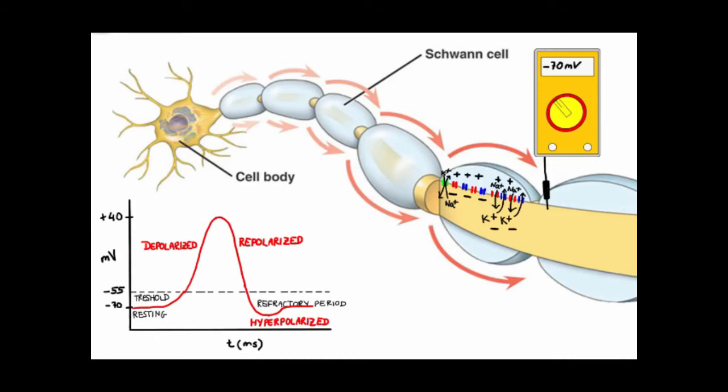So in summary, an action potential is just a wave of depolarization and repolarization. It's not an electric current. It's just a series of voltage-gated ion channels opened and closed.